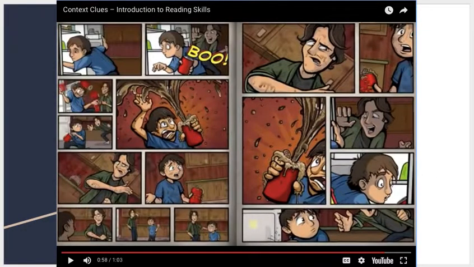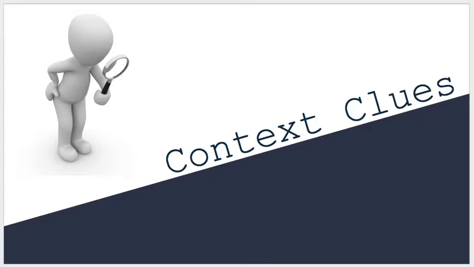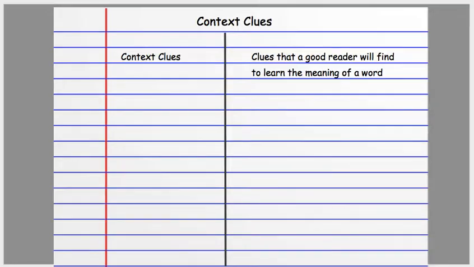Okay, so that was a silly cartoon to introduce context clues. Here's what it's going to look like in your notes. If you don't have your notebook, go ahead and go grab that. This will go in your reader's notebook. We're going to title it Context Clues, and then we've got our first word over here on the left, context clues. Those are clues that a good reader will find to learn the meaning of a word.